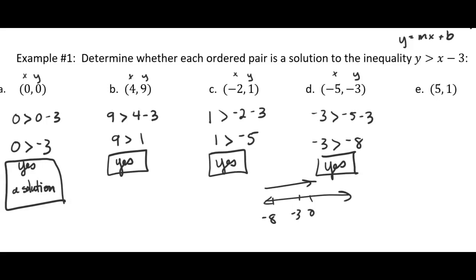Okay, so our last one, (5, 1). We're putting in a 5 for x and a 1 for y. So we get 1 is greater than 5 minus 3. 1 is greater than 2. No, 1 is not greater than 2. So that point is not a solution. The other ones work, but not that one.